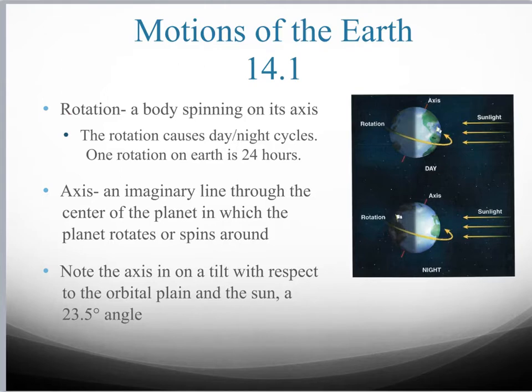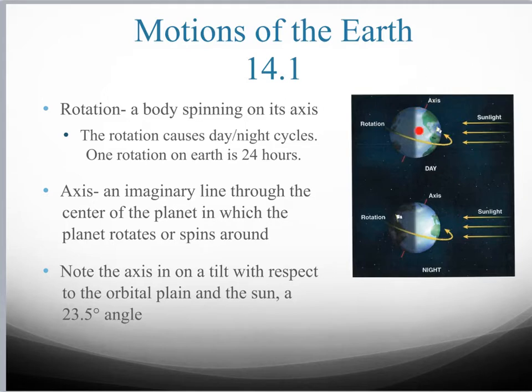A rotation is when a body, such as a planet or a moon, is spinning on its axis. An axis is an imaginary line that runs through the center of the planet. The Earth then rotates around that imaginary line. You can think of it as a globe. If I have a globe and I spin the globe, that spinning motion is called the rotation. And the point around which it spins is called the axis.